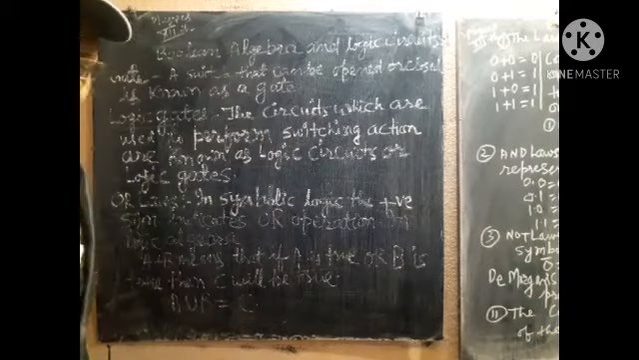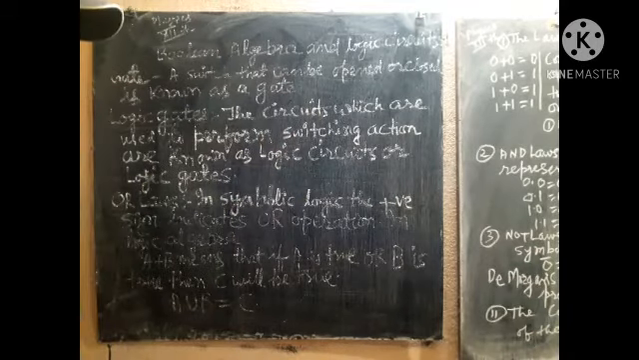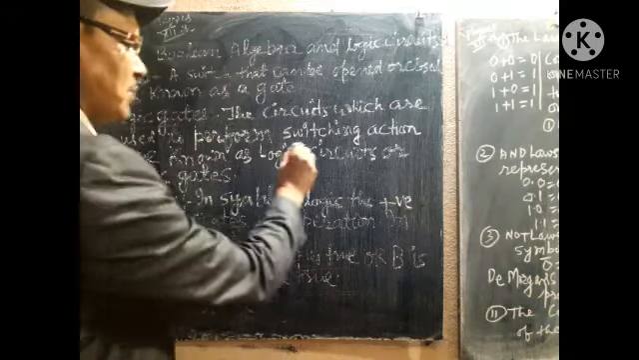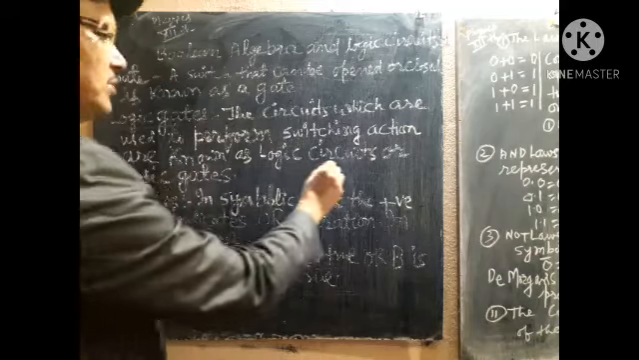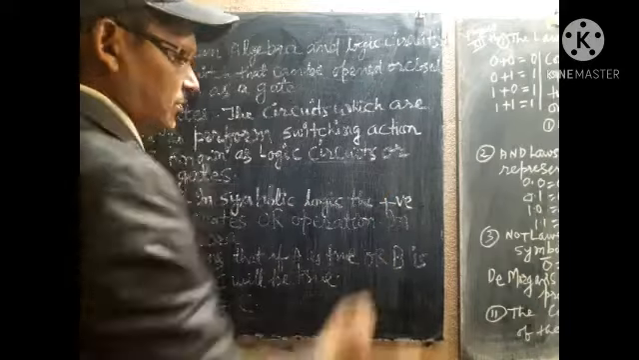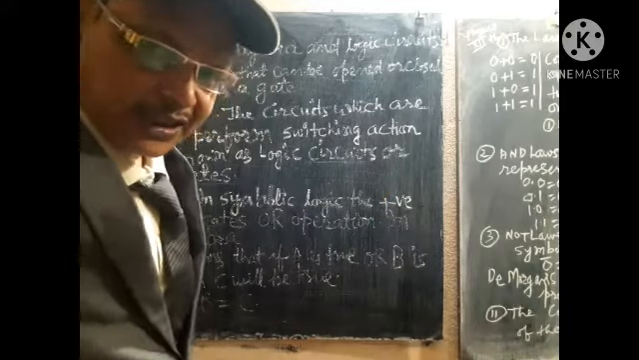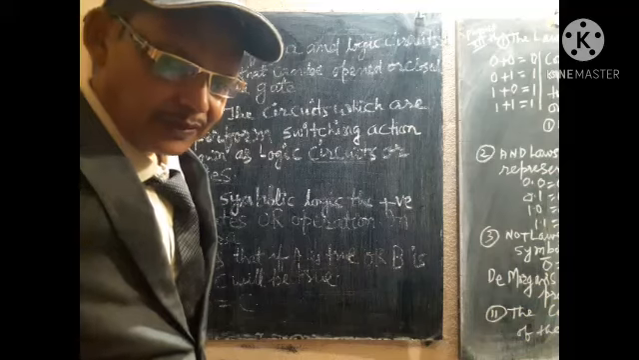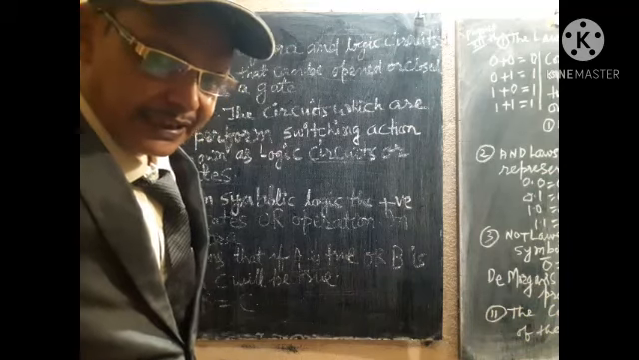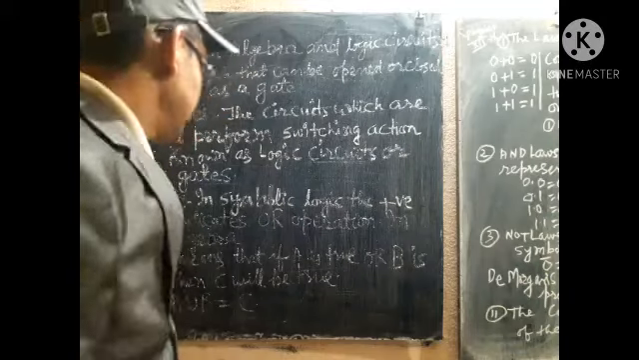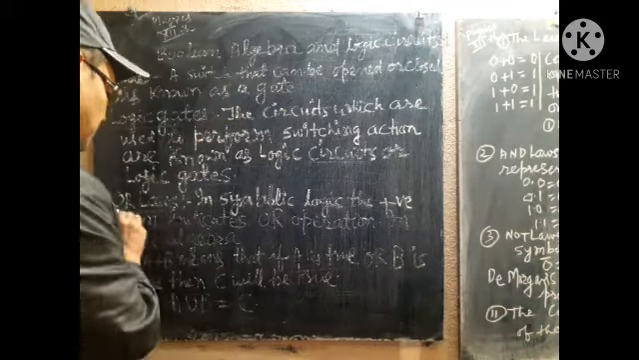switching action, on or off. Only two things we know, either they will be switched on or switched off. Circuits used to perform switching actions are known as logic circuits or logic gates. Circuits, you know, in the case of electricity, a conducting path where battery, key and so many things are present.